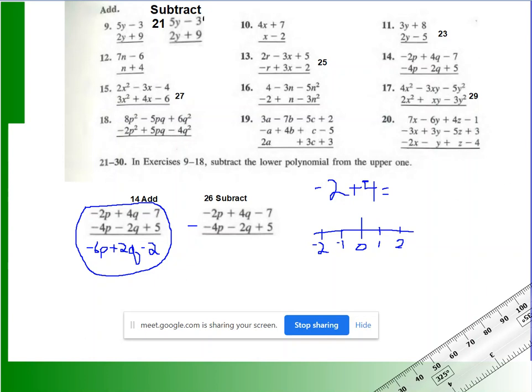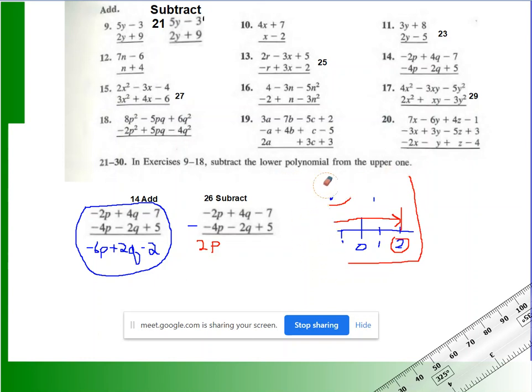So we're going to start at negative 2. And we're going to move 4 in the positive direction. So here's 1, 2, 3, 4. So negative 2 plus 4 is actually? Positive 2. So we'll end up with positive 2p. So that means that negative 2p minus negative 4p is 2p. I'm really grateful that we had a chance to talk about this, because I know that this can get confusing.